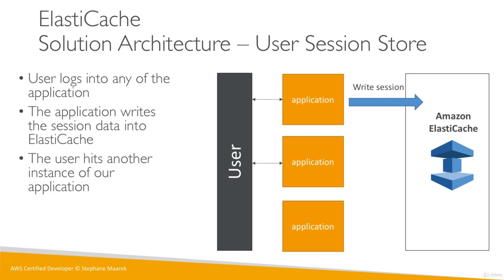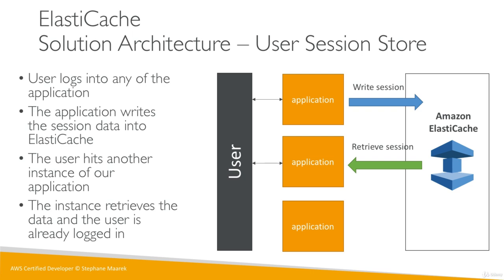Now, if the user hits another instance of our application, in our auto-scaling group for example, then that application needs to know that our user is logged in. And for this, it's going to retrieve the session off of Amazon ElastiCache and say, oh yes, it exists, so the user is logged in. And basically, all the instances can retrieve this data and make sure the user doesn't have to re-authenticate every time. So that's basically another very common solution architecture and pattern with ElastiCache. It is basically, number one, to relieve load of a database, and number two, to share some state, such as the user session store, into a common ground, such that all the applications can be stateless and retrieve and write these sessions in real time.